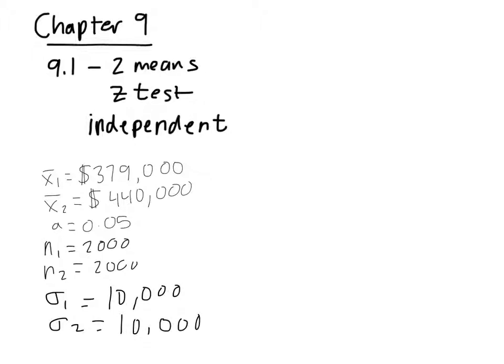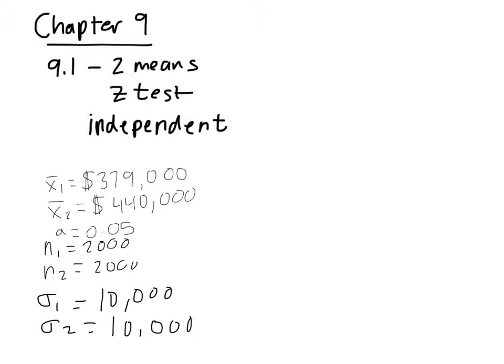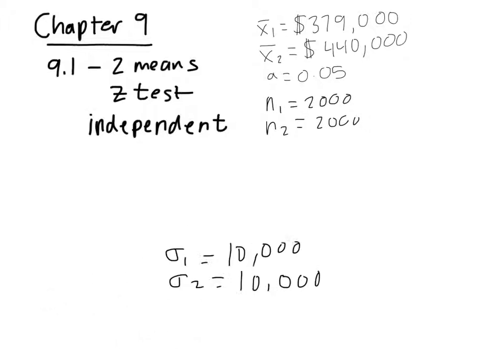So we want to find, at a 0.05 level of significance, is there evidence to show that the average home price in this neighborhood in Portland has increased? To do that, we are going to have to run a z-test.